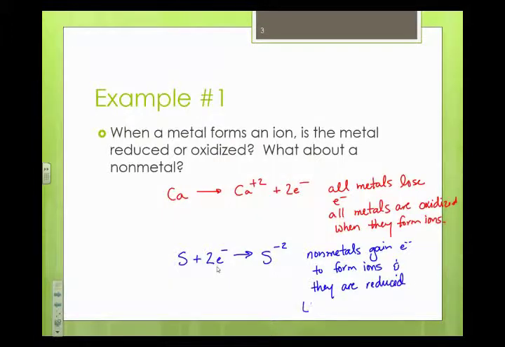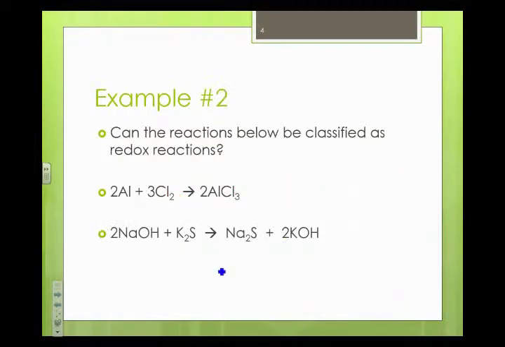Because we're remembering LEO goes GER: lose electrons, you're oxidized; gain electrons, you're reduced. So in general, metals, when they form ions, will be oxidized, and nonmetals, when they form ions, will be reduced. Let's look at a couple of reactions.